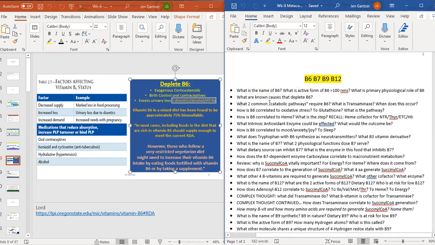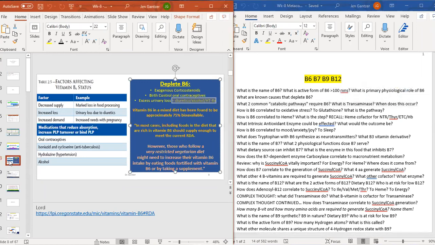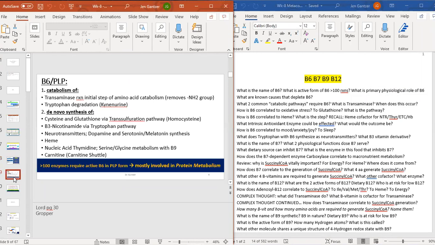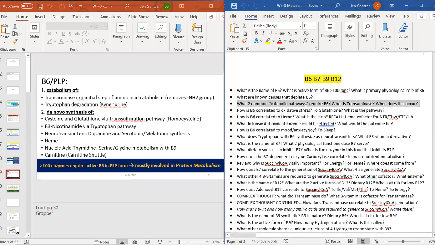Okay, so what two catabolic pathways require B6? What about transaminase, and when does this occur? This is a boards question. They almost always are going to ask you about transaminase, and then we dive into that pathway in more detail after next week when we get back into protein metabolism for the next set of material.